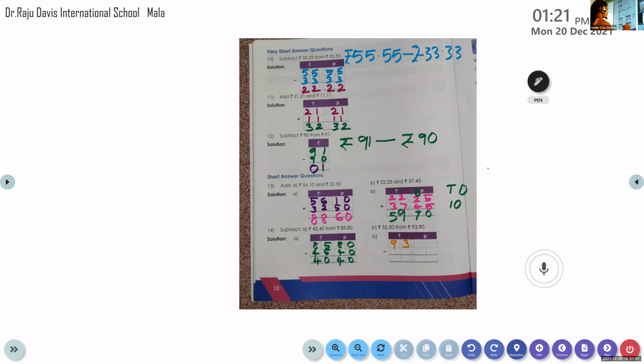93 rupees, 90 paise. Bigger rupee we have to write. Krishna, show me the workbook. Show me B, question B, 93 rupees, 90 paise. Did you do B also? Yes. Now, 93 rupees, 90 paise minus 52 rupees, 50 paise. And do it and tell me the answer.